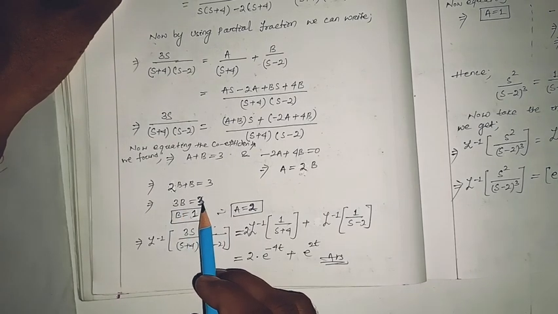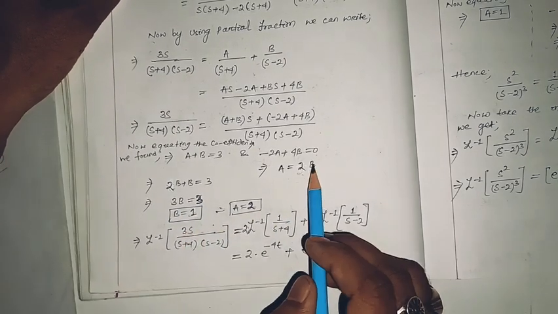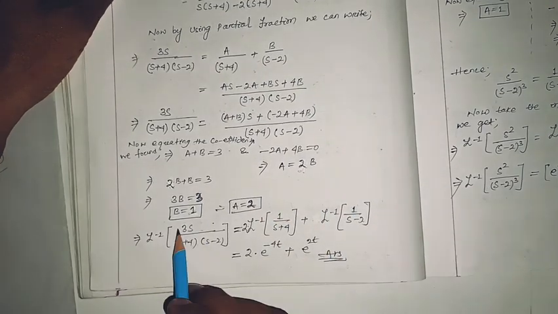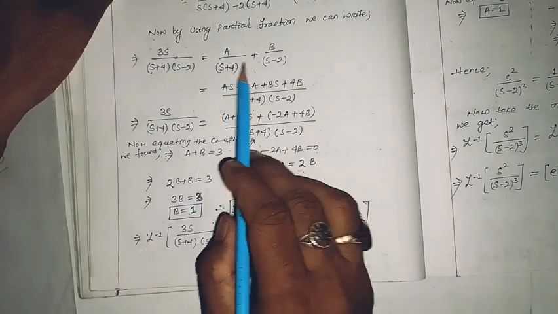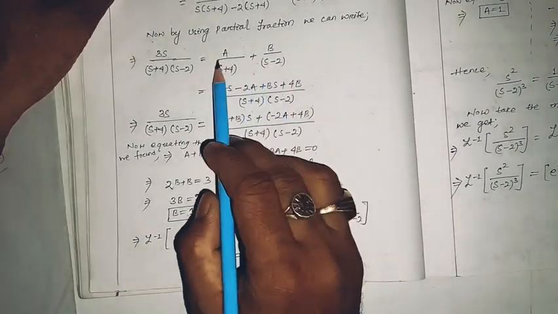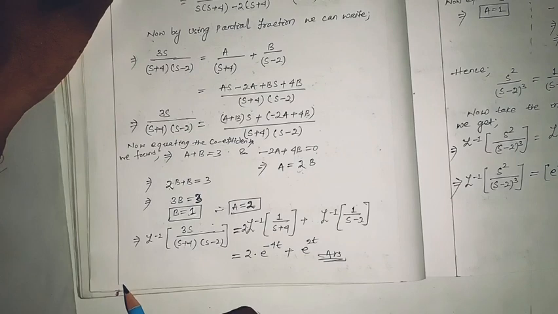That means 3b equals 3, so b equals 1. If I put b equal to 1 over here, then a we found is 2. Now we just put the a value and b value over here. The a value is 2. We just substituted and take the inverse Laplace transform.